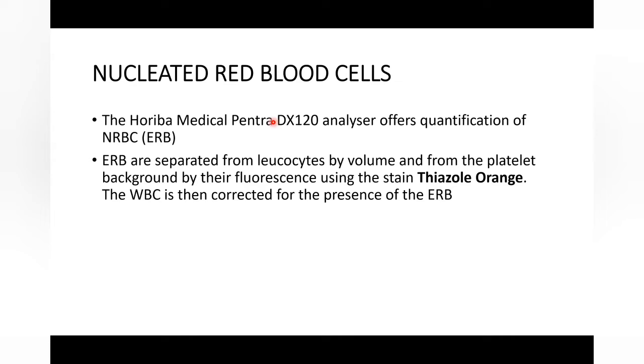Okay, so nucleated RBC. If you look at Horiba, it also allows quantification of NRBCs, and here it is called ERB. It can be separated from leukocytes by volume and from platelets by their fluorescence difference using a stain, thiazole orange. And this WBC is then corrected for the presence of ERB.